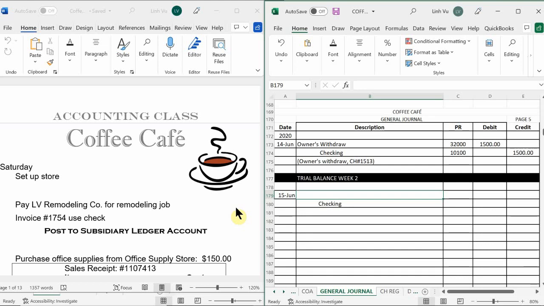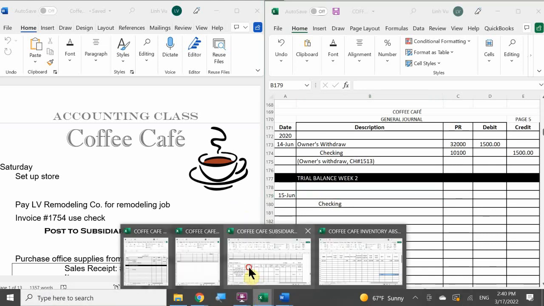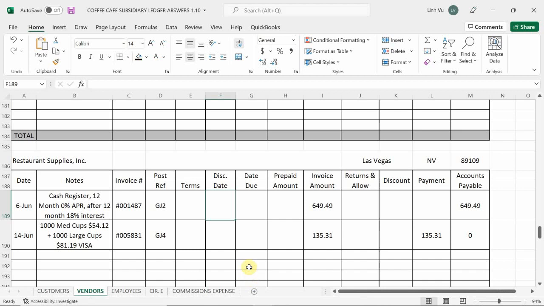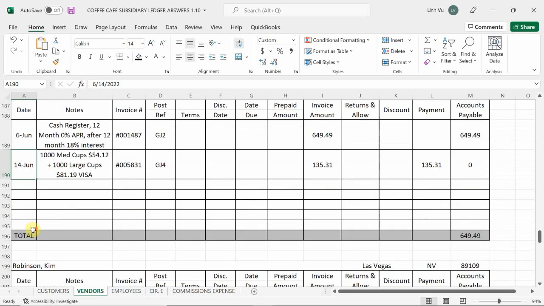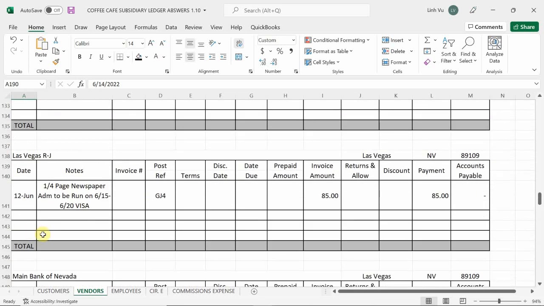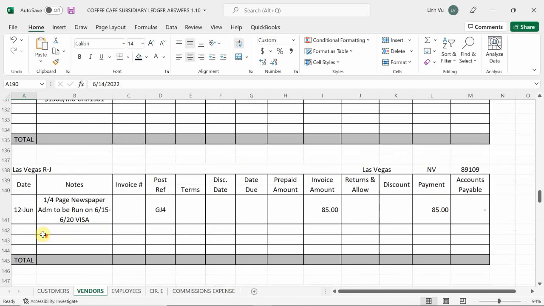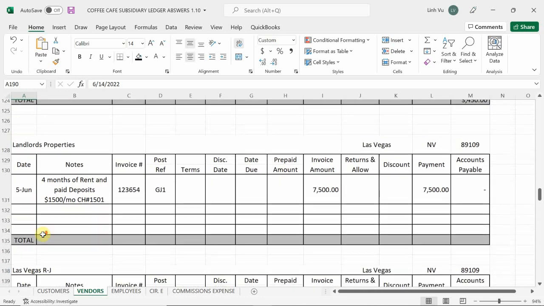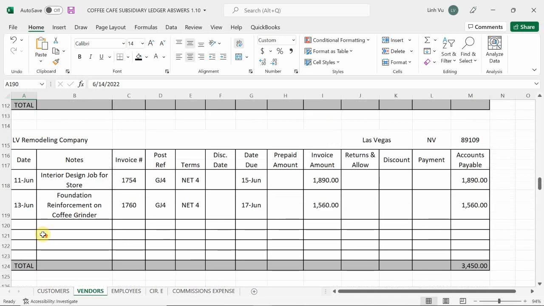Oh, okay. Yes, subsidiary. No, that's correct. That's exactly correct, Christine. We have to use the subsidiary ledger because we're paying LV Remodeling for bill number 1754. If I just look up in my subsidiary ledger under my vendors, boom, I have LV Remodeling here for my bill 1754.